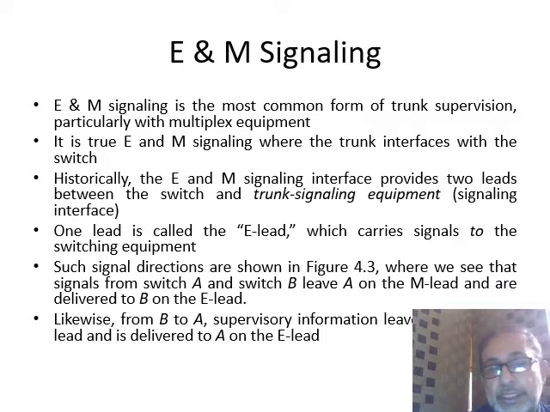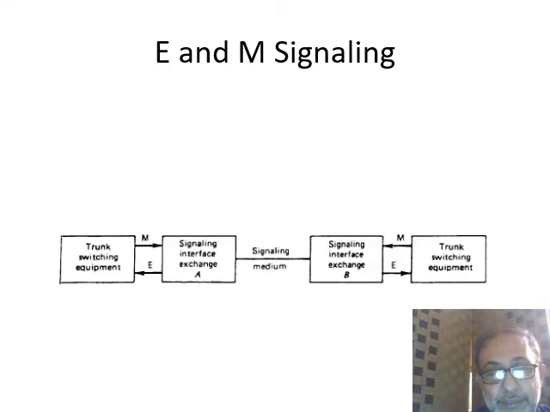Now, historically, the E and M signaling interface provides two leads between the switch and the trunk signaling equipment. One lead is called the E lead, and the other one is called the M lead. And the value of the current on both of these would determine particular information. How can we have that information? First of all, let's see what these are.